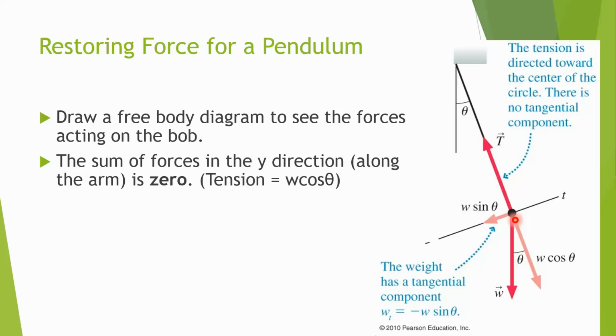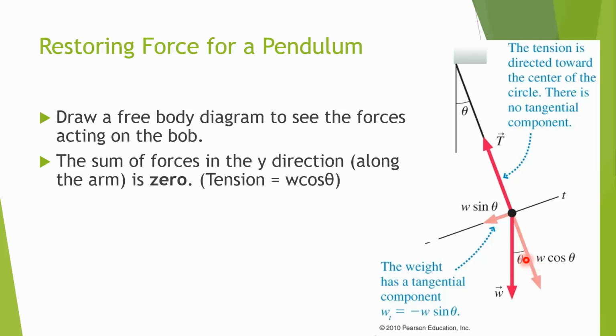But we need to break it into x and y components, and we're going to say this is my y-axis and this is my x-axis. So tension is along the y-axis. Weight can be broken into an x component of weight and a y component of weight. And we can see how those forces act. Well, in the y direction, we know that the pendulum is not accelerating upward or downward. So the sum of forces in the y direction is 0. That means the tension equals W cosine theta. And that's our weight in the y direction.